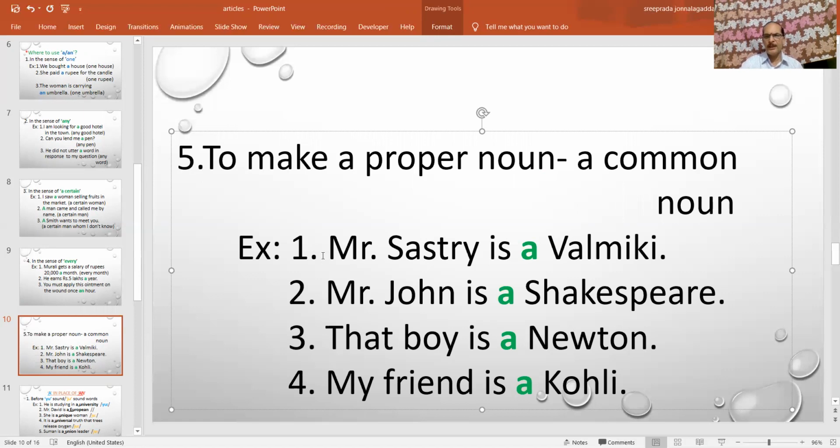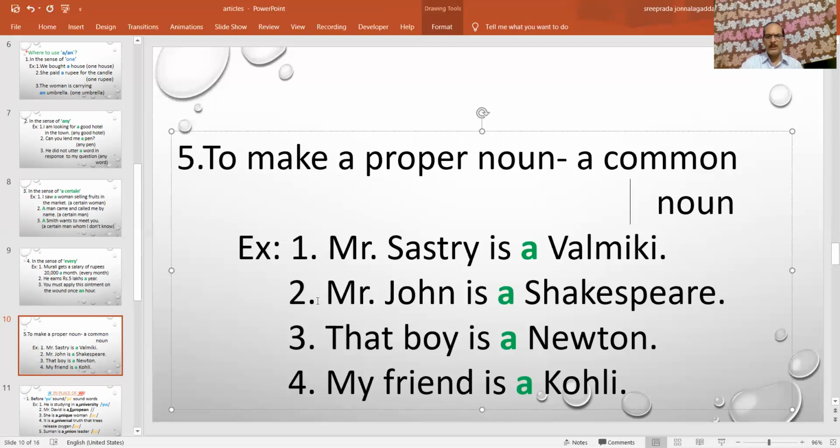Mr. Shastri is a Valmiki. Mr. Shastri is a proper noun. Valmiki is also a proper noun. And before this proper noun Valmiki, we are placing the indefinite article a. Why? To make it a common noun. By comparing this great man Valmiki with another person by name Mr. Shastri, we are making Valmiki, a proper noun, a common noun. That's why we are placing a before it.